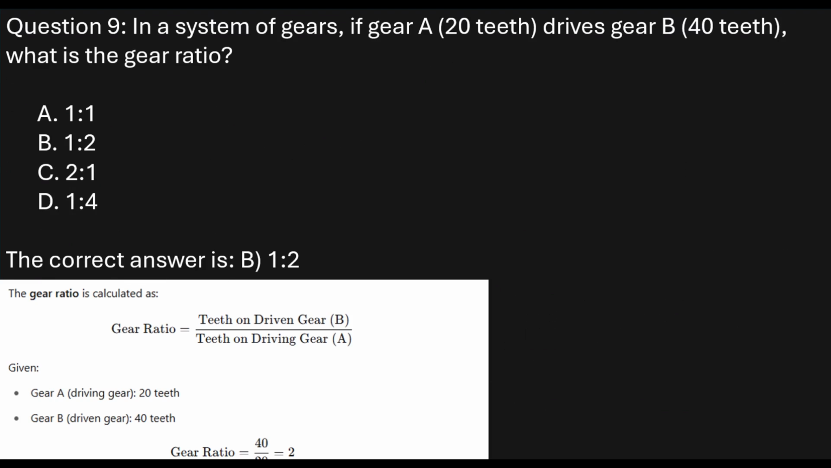So question number 9: in a system of gears, if gear A drives gear B, what is the gear ratio? Here you can see 20 teeth and 40 teeth. I think 40 teeth over 20 teeth is 2:1, or 1:2.